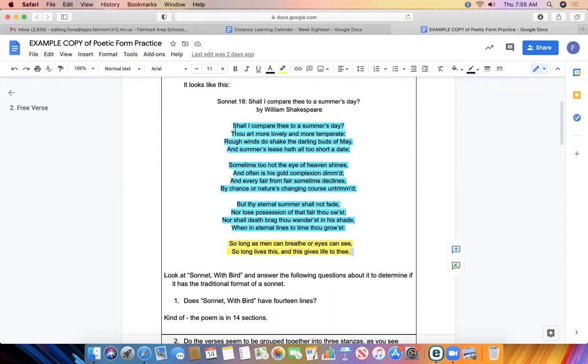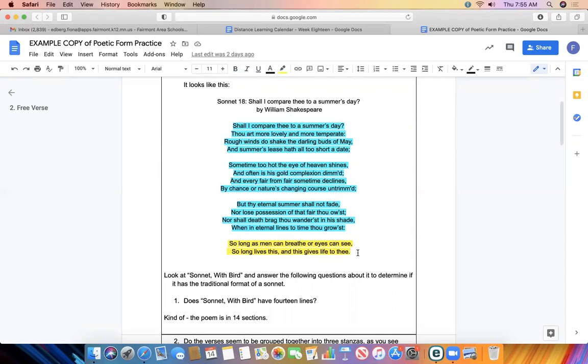But as you can see, it is separated into three different full stanzas. These are also called quatrains, and they are 4 lines each. And then you're going to see a rhyming couplet at the end that looks something like this. So it's only 2 lines, but total these make up 14 lines, and they are separated in this way.